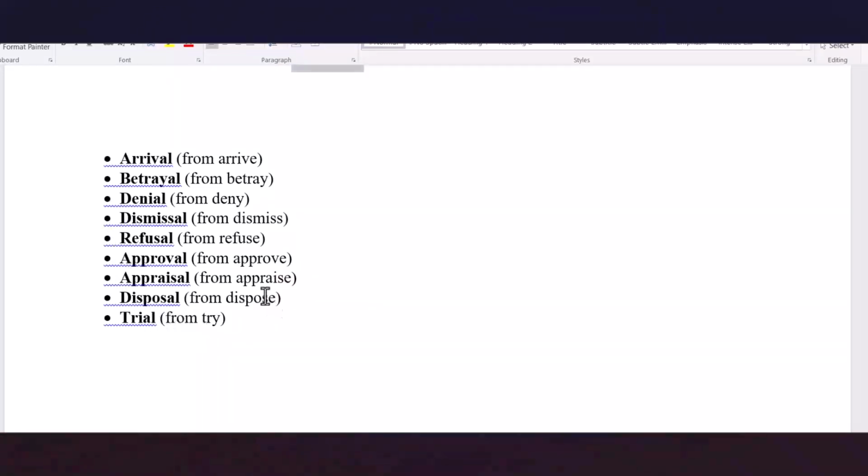You see, in cases where verbs end in e, like dispose, appraise, approve, refuse, and arrive, when we add the suffix -al to the verb, the letter e is eliminated. You see, we don't see the letter e here. Then -al is added to the verb approve.